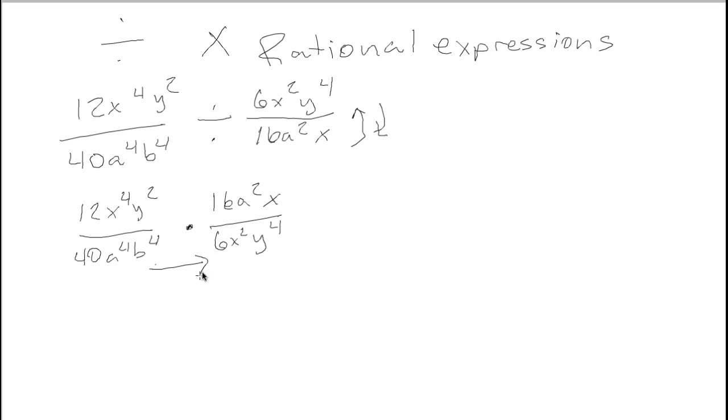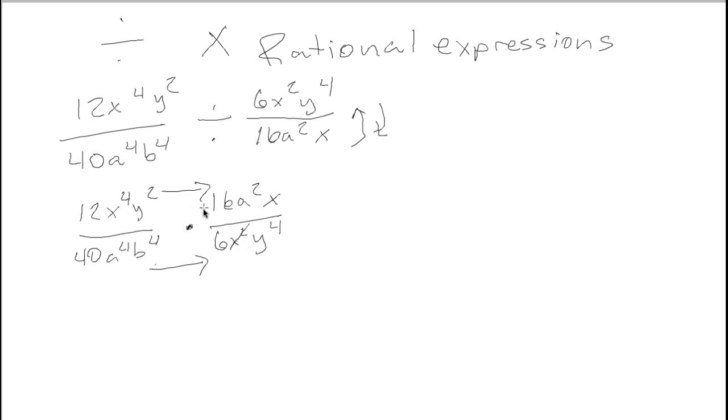Now, as you all know how to multiply fractions, you could just multiply straight across. You do 12 times 6, x to the fourth times x to get x to the fifth, and so on. Or, you could cancel what you can at first. See how this x squared is on bottom and this x to the fourth is up top? We can cancel or divide.